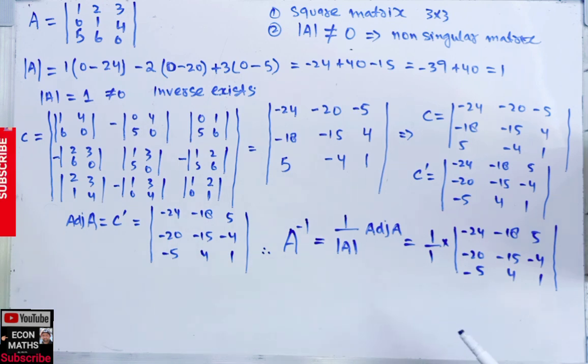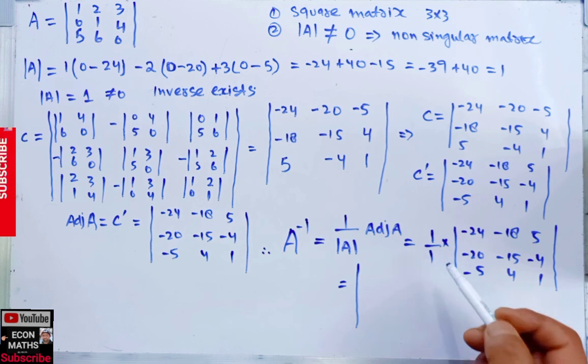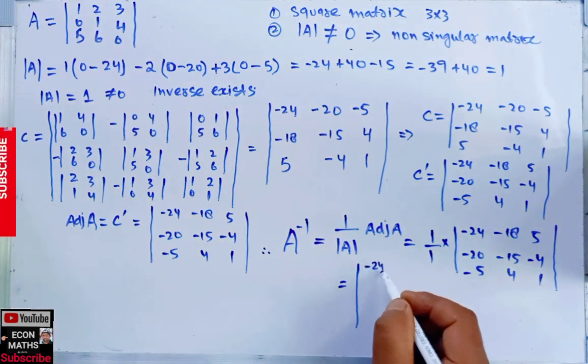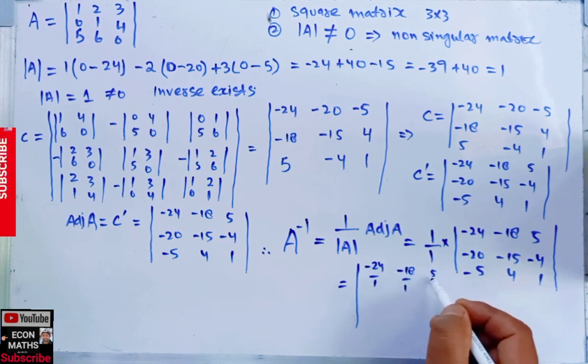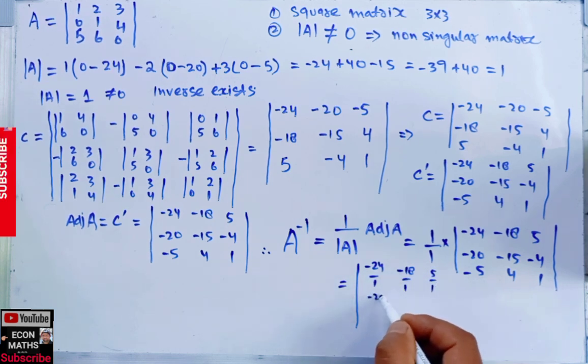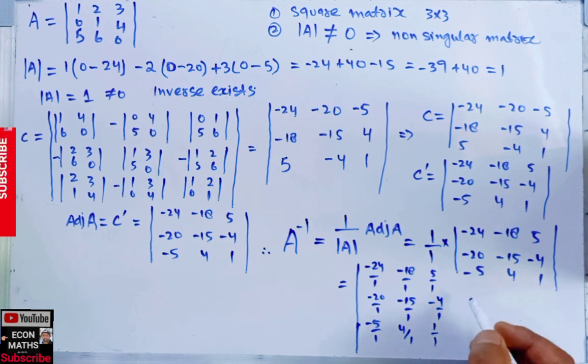So this will become, now multiplying each element with the determinant. Here the determinant is 1, so this will become minus 24 divided by 1, that is minus 18 divided by 1, 5 divided by 1, similarly minus 20 divided by 1, minus 15 divided by 1, minus 4 divided by 1, similarly we have minus 5 divided by 1, 4 divided by 1, and 1 divided by 1.